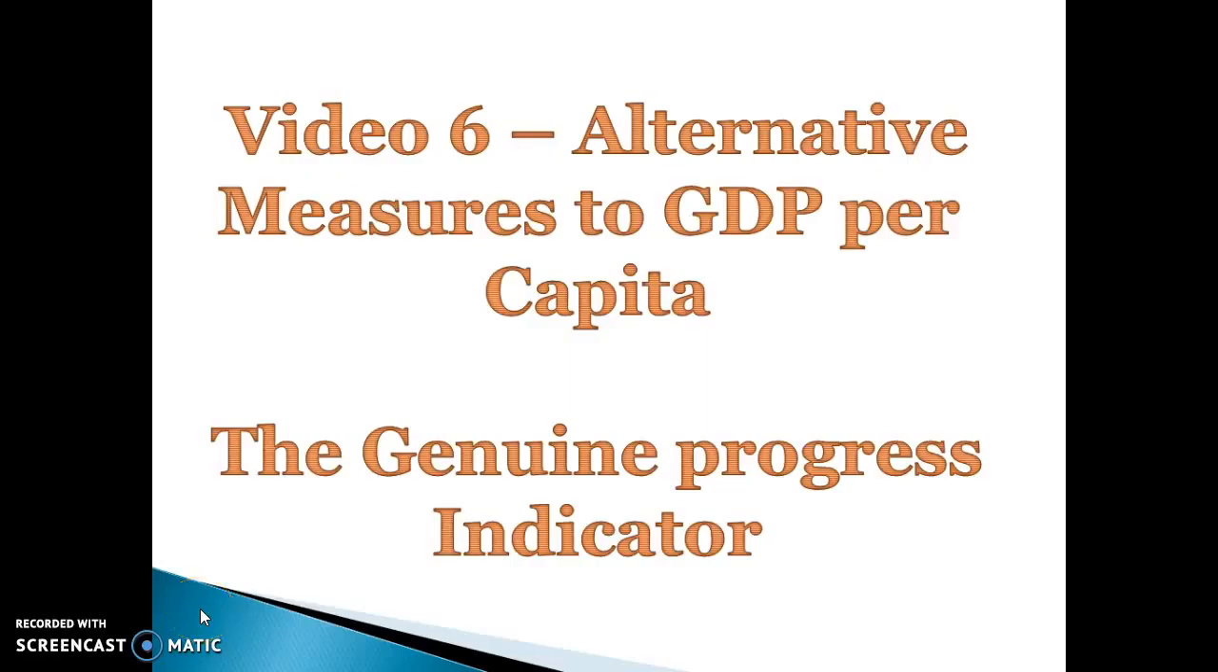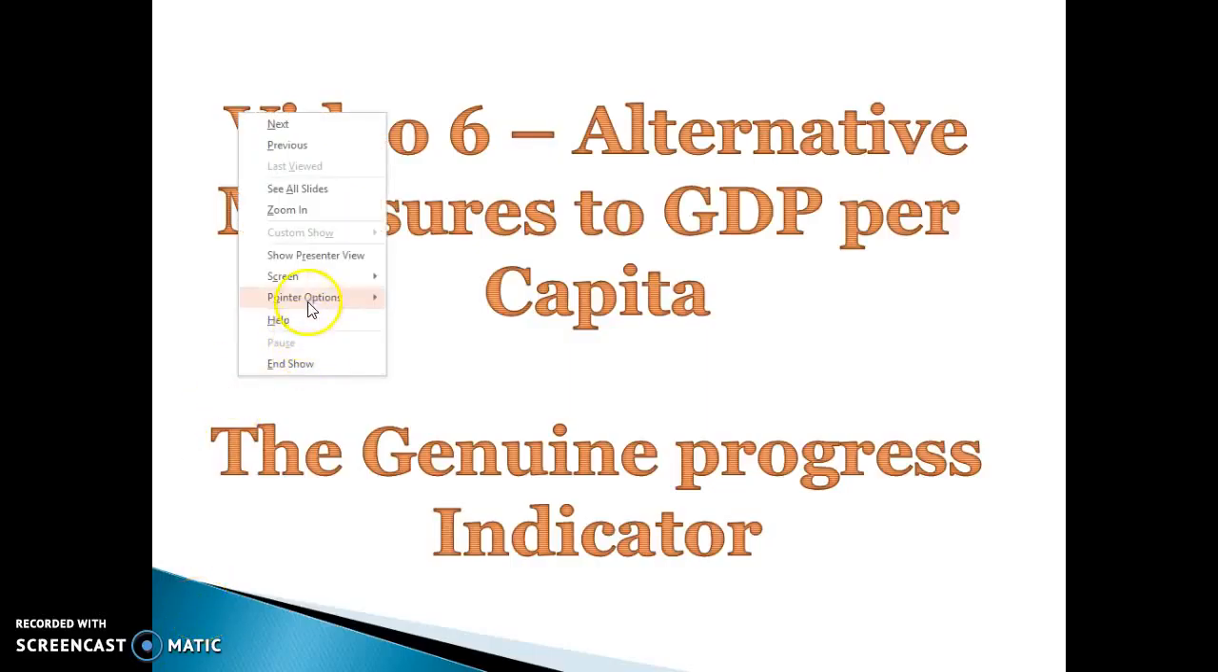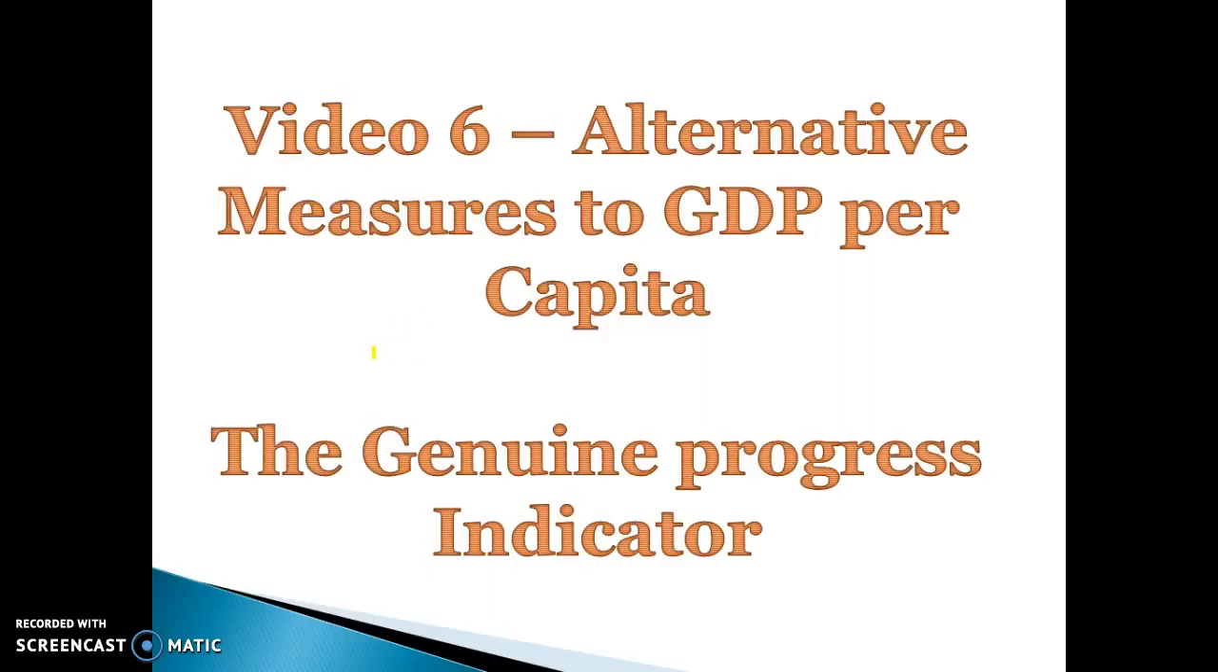In this video we're going to be looking at the first of two alternative measures of GDP. So we've discussed that GDP is an inadequate measure of living standards because of its limitations. This is one way that we can measure living standards. It's called the genuine progress indicator. I'm telling you now, if you refer to it as just GPI in your SACs, that will not be enough. You need to say the full name of what it's called.